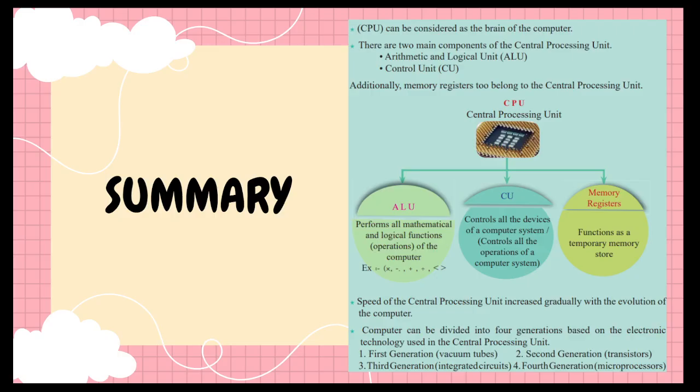The speed of the central processing unit increased gradually with the evolution of the computer. The computer can be divided into 4 generations based on the electronic technology used in the central processing unit. They are namely first generation, second generation, third generation and fourth generation. In the first generation, vacuum tubes; second generation, transistors; third generation, integrated circuits; fourth generation, microprocessors.